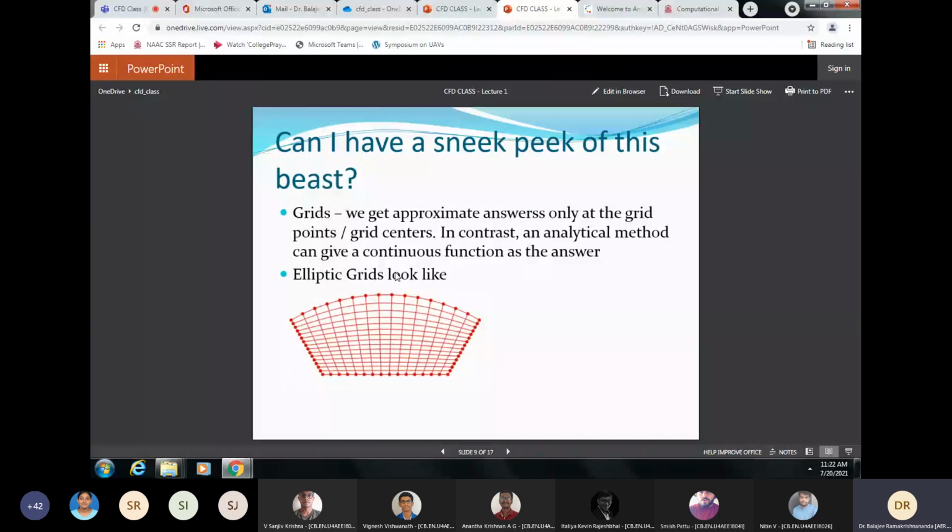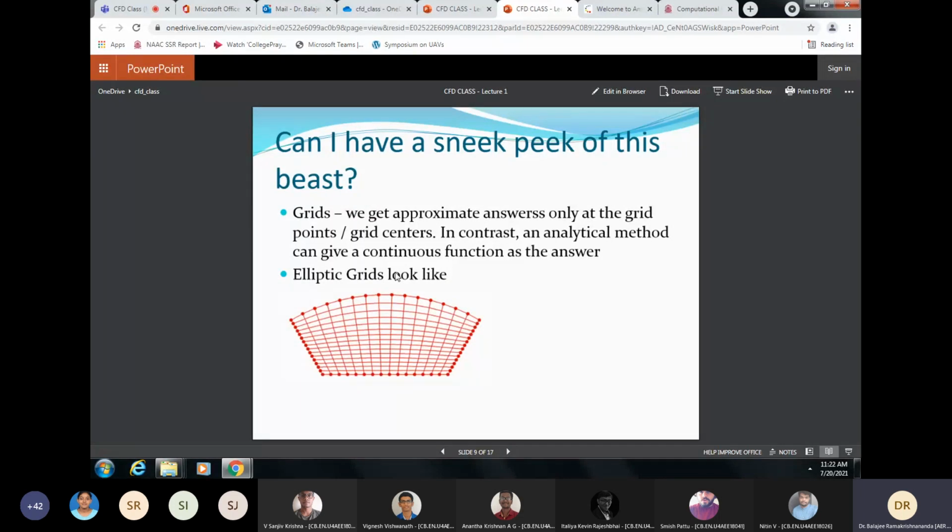Now just have a sneak preview of grids. This should be good enough for you to get started on answers. You'll know how a grid looks like. As told earlier, we get approximate answers only at the grid points or grid centers. Analytical method gives you a continuous functional answer.